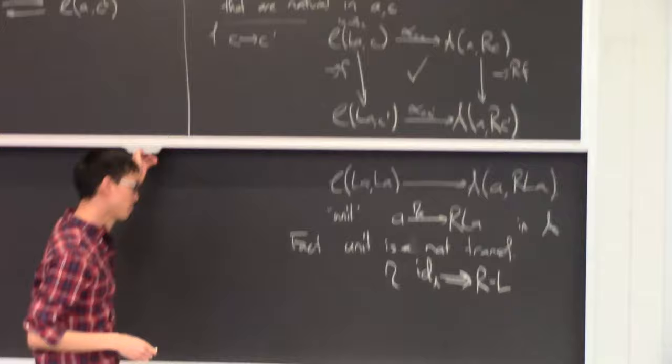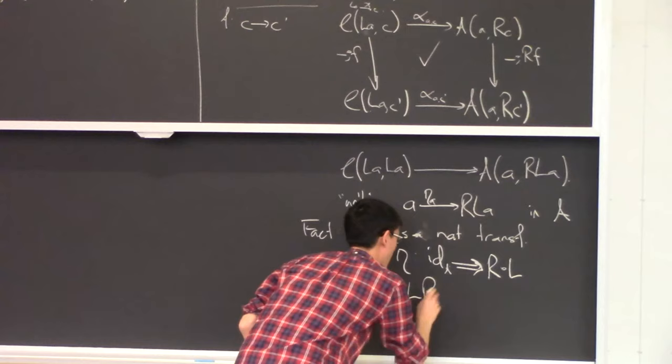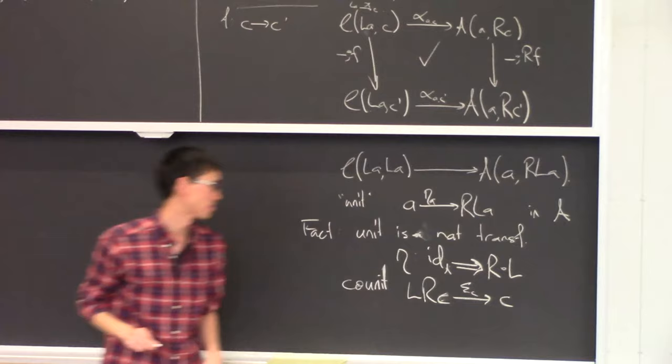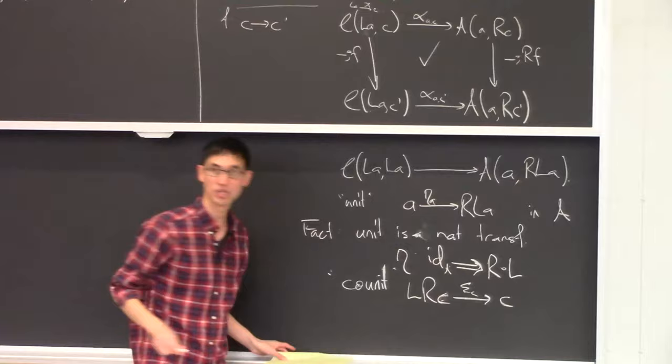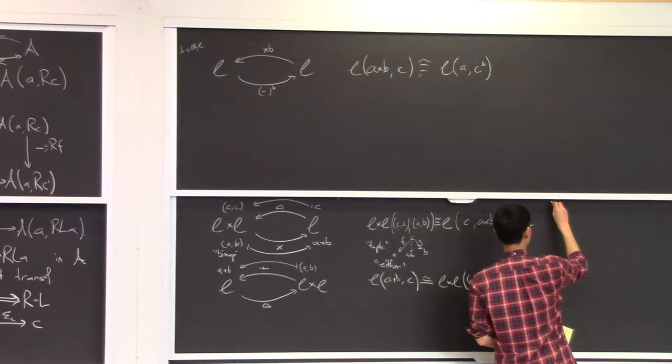Okay. Similarly, you can do the same trick on the other side, and you also get a co-unit map. But instead, it goes from LR of C to C. And we call this epsilon, for some reason. So we get these two natural transformations, the unit and the co-unit. Okay. So what are the unit and the co-unit for these three adjunctions? Well, let's see.